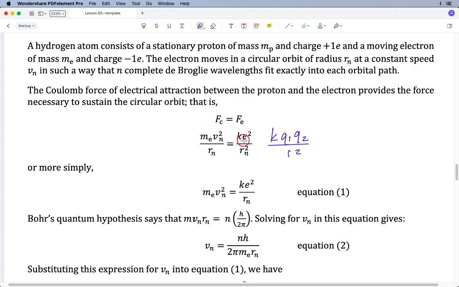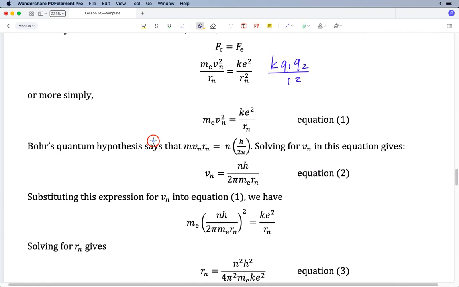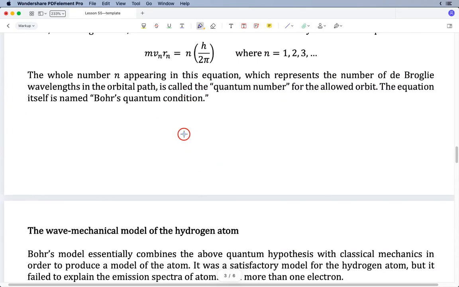We're also going to be using this relationship in order to derive some equations. Equation 1 is simply simplifying what we have here. All we do, really, is cancel the rn's. That's how we arrive at equation 1. Now, Bohr's quantum hypothesis says that m vn rn equals nh over 2 pi. That's the hypothesis from above here.